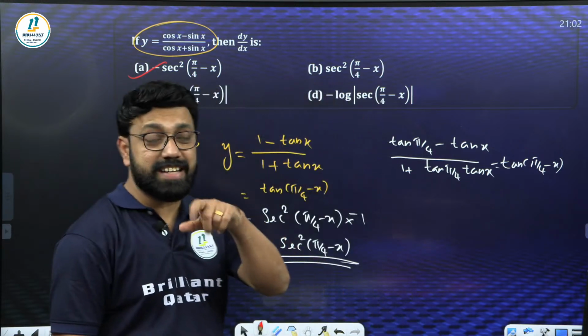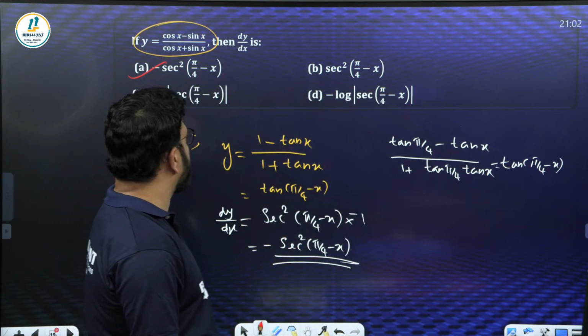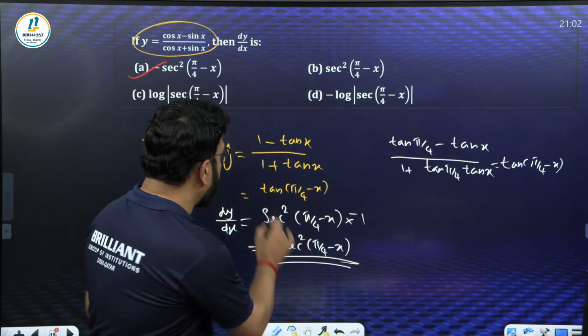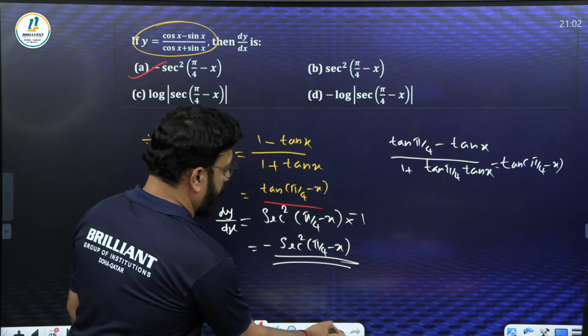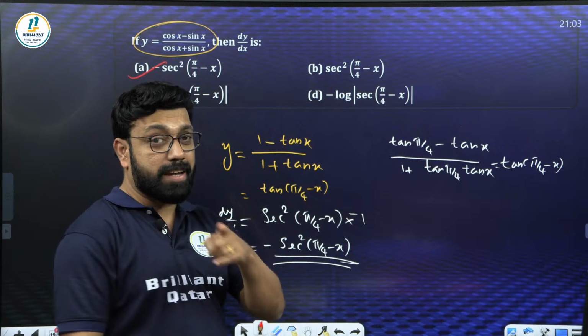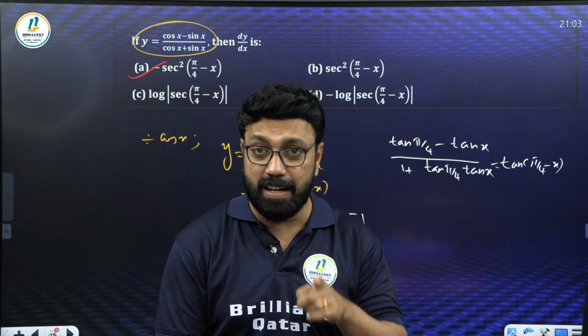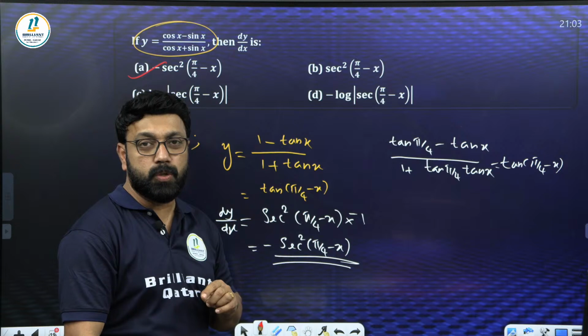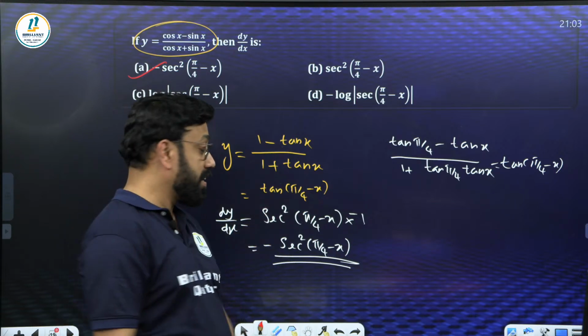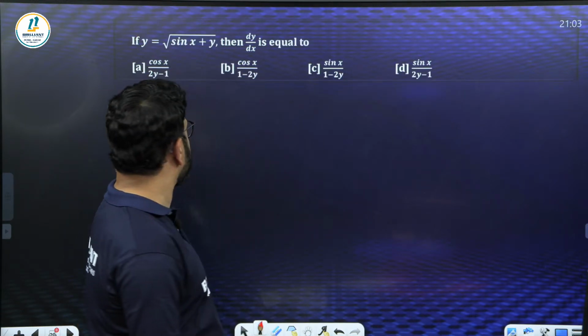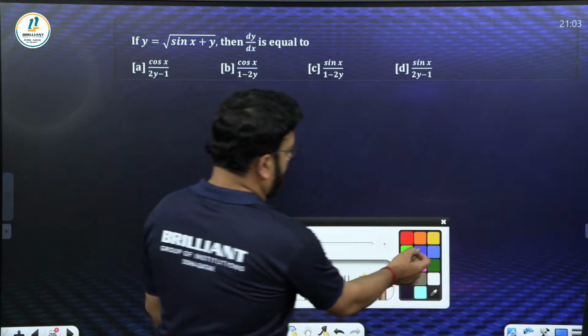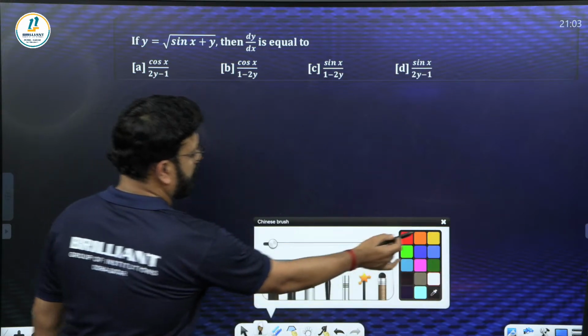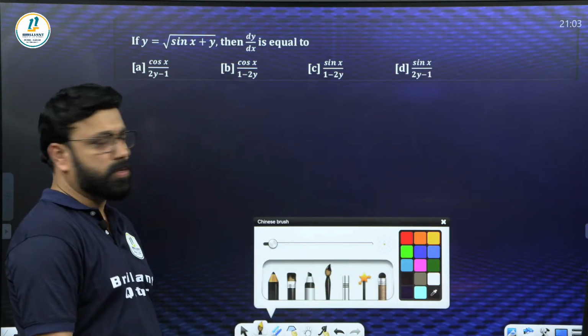The first option is the right answer: minus sec square of pi by 4 minus x. Hope all of you understood. Please learn this one: 1 minus tan x by 1 plus tan x equals tan of pi by 4 minus x. Similarly, 1 plus tan x by 1 minus tan x equals tan of pi by 4 plus x also. It will be helpful for shortcuts. Next question. Types of questions are very important.